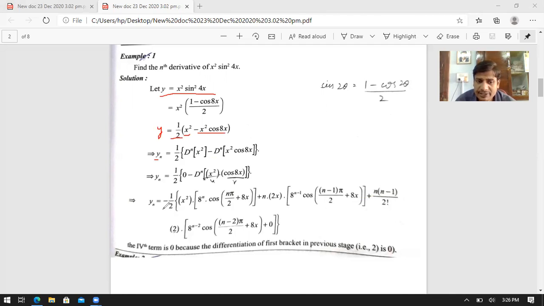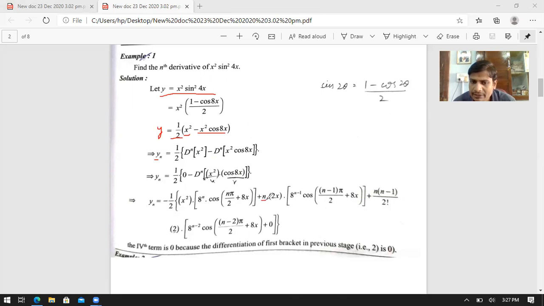Next, apply the Leibniz theorem. yn is equal to minus 1 by 2, this minus taken outside, into: first function as it is, that is x square, as it is. Then the differentiation of the second, cos 8x, means 8 to the power of n into cos of n pi by 2 plus 8x. We already did this in the previous example. How to write cos 8x's derivative: 8 to the power of n into cos of n pi by 2 plus 8x. Then bracket close, plus. Next step is nC1. The nC1 value is n.